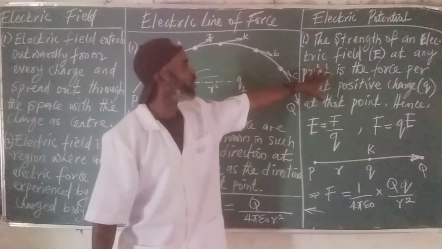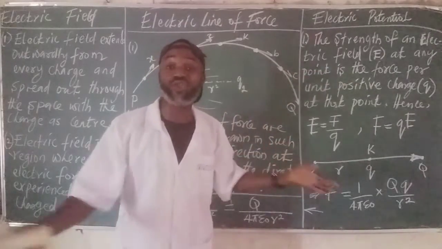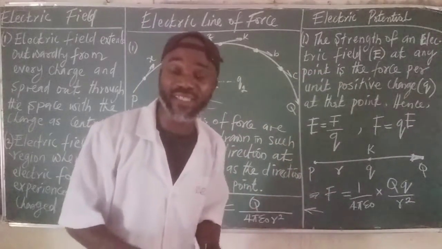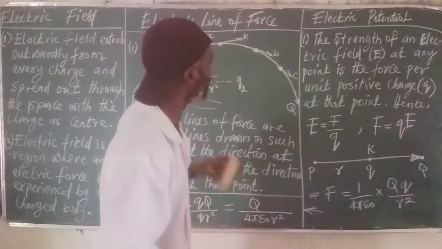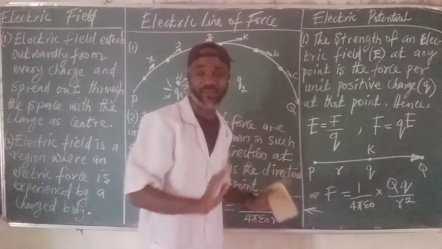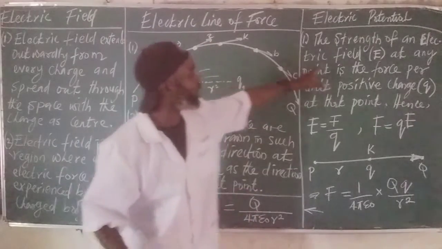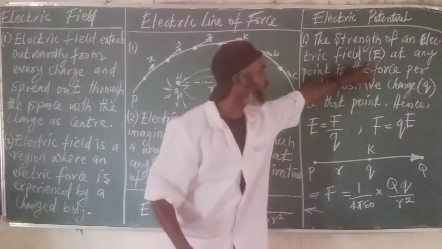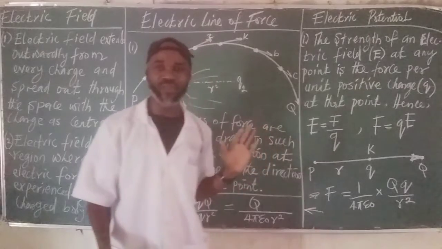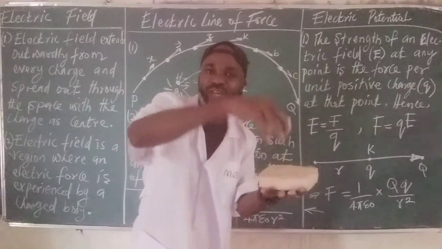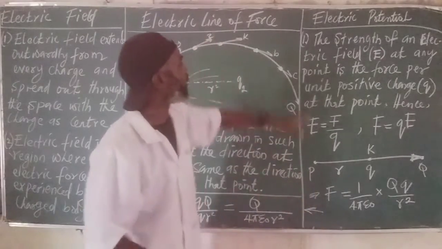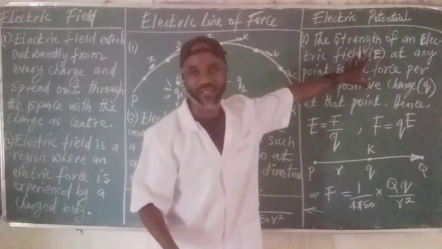Electric potential. What's the meaning of electric potential? The strength the electric force or field has per unit area, or per unit point. The strength of an electric field E at any point can be seen. If this is the point we are talking about, the strength the electric field has at this point is referred to as its electric potential.